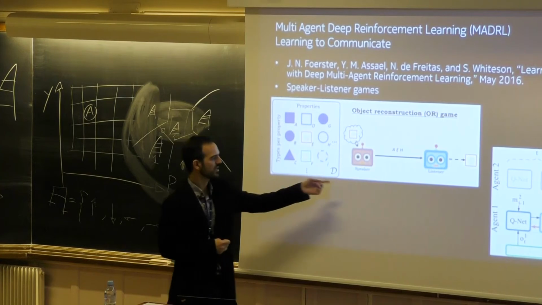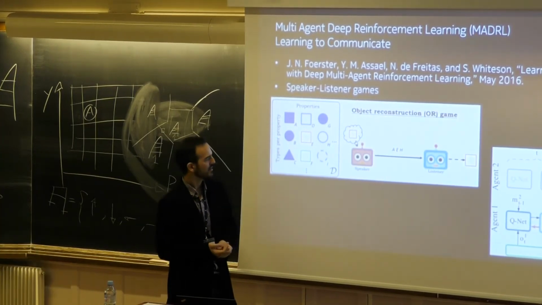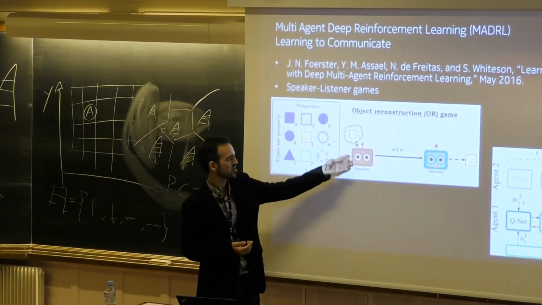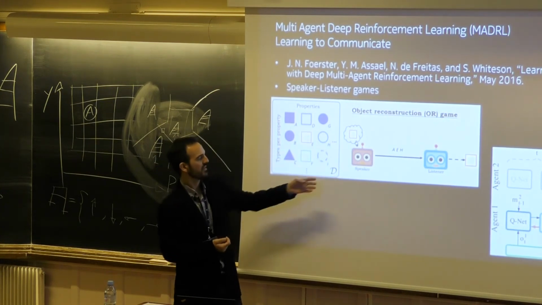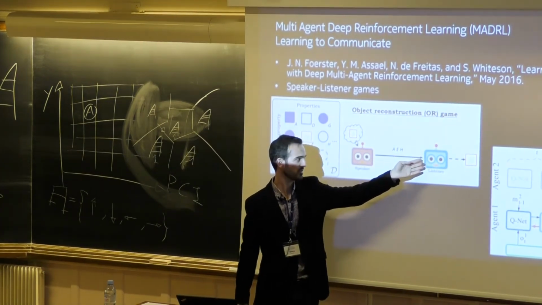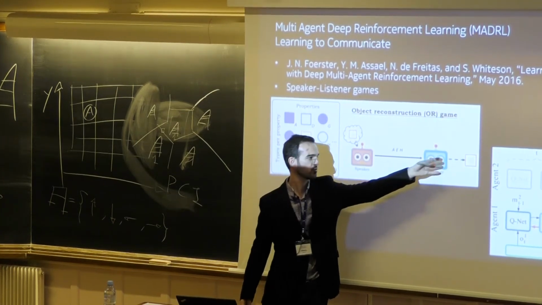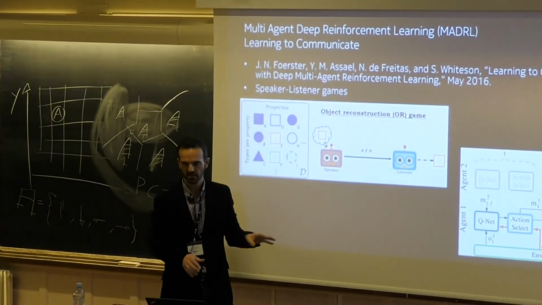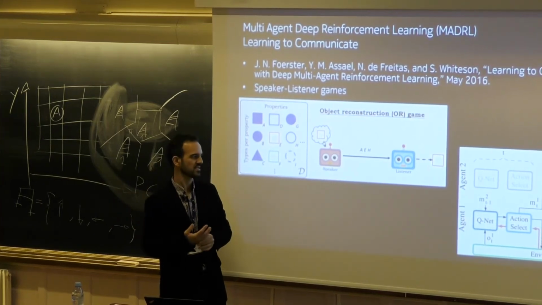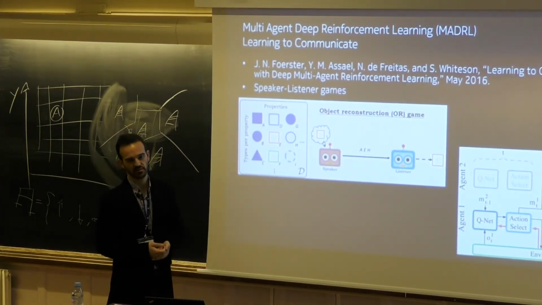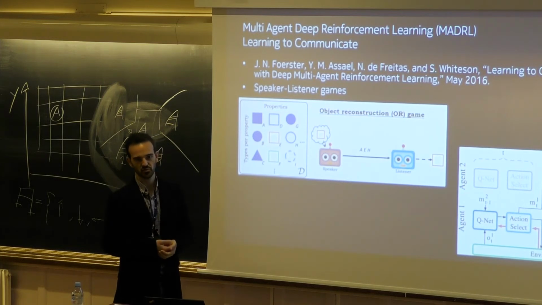And this is just one toy example that most people use. These are called speaker-listener games. In this particular game, we have a speaker that is shown some figure. And then the speaker has to describe this figure to the listener. This is another agent. And the listener has to reconstruct the original figure. And by reconstruct, I mean choosing properties from a very large property space. And both agents get a reward when the reconstruction of the listener matches the figure that was shown to the speaker.